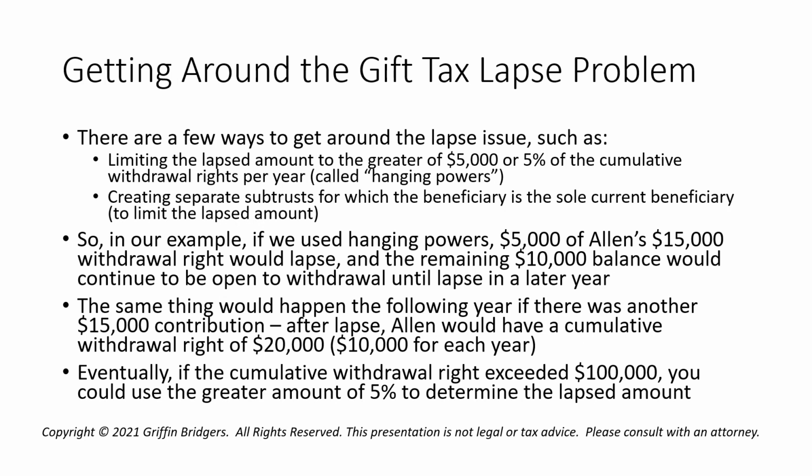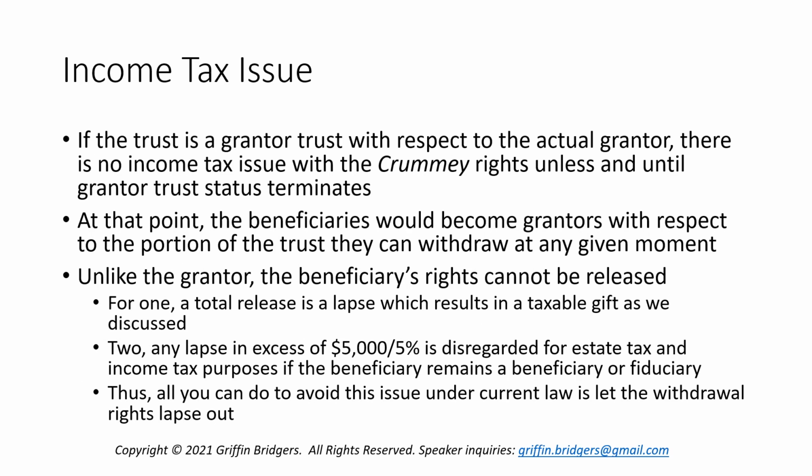He'd have another $10,000 balance that rolls over from year two, so that now he has a cumulative withdrawal right of $20,000, and so on and so forth for perpetuity. So essentially 2/3 of the trust would constantly be owned by Alan with respect to contributions that are subject to Crummey rights. Now, eventually, if this cumulative withdrawal right exceeded $100,000, then you could bump into using the greater amount of 5% to determine the lapsed amount. Otherwise, there's only $5,000 lapsing every year.